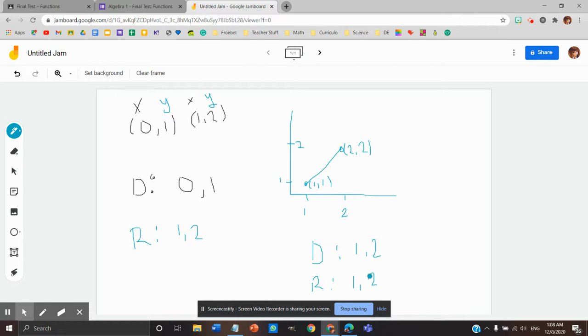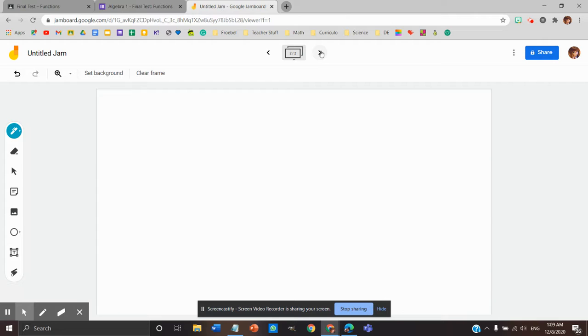It's going to be my domain, that's going to be my range. That's all to it. On the third part it says evaluate it, sorry, if it's a function or if it's not a function. Tell me if it's a function or not a function.